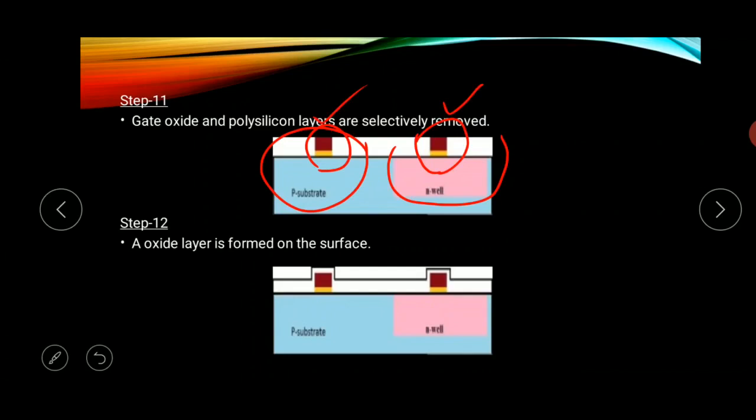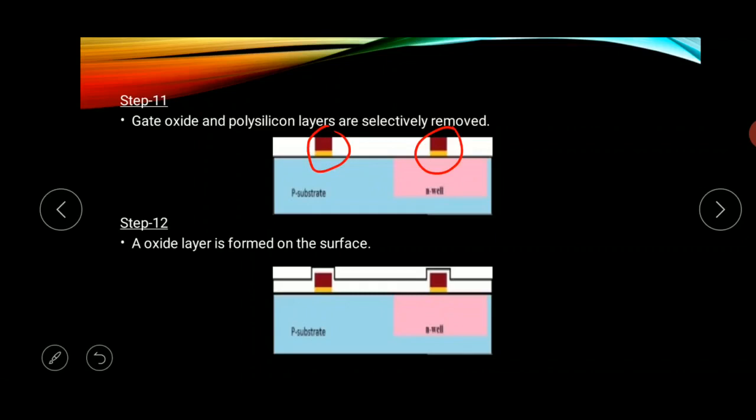So except the two regions required for gate formation in these two transistors, the remaining portion of polysilicon and then the portion of thin oxide is removed. Means first we remove the polysilicon layer except in these two regions. Then after the removal of polysilicon, the gate oxides are removed.